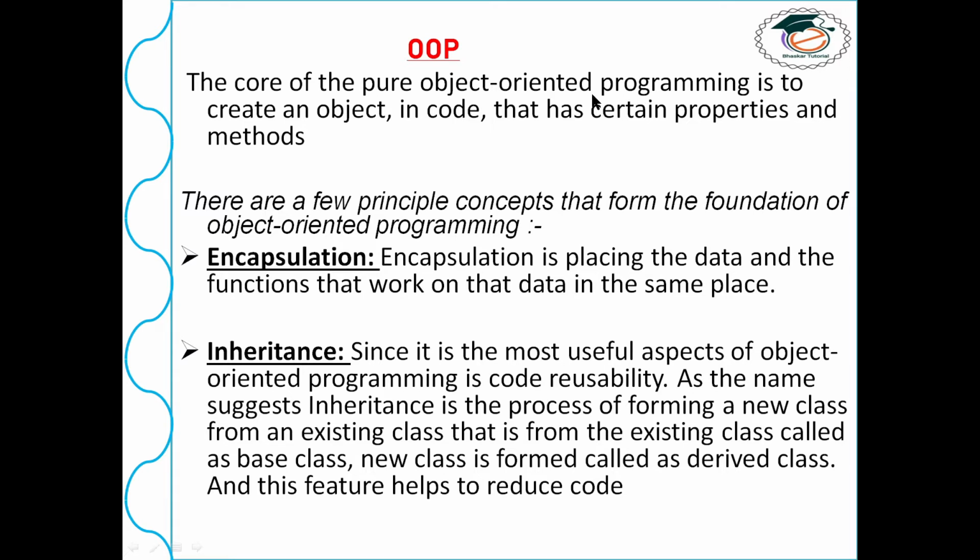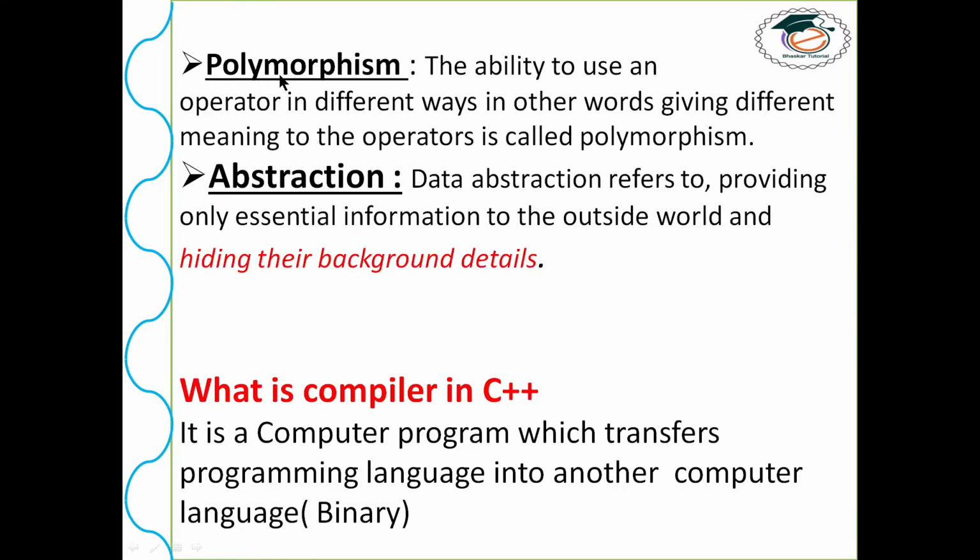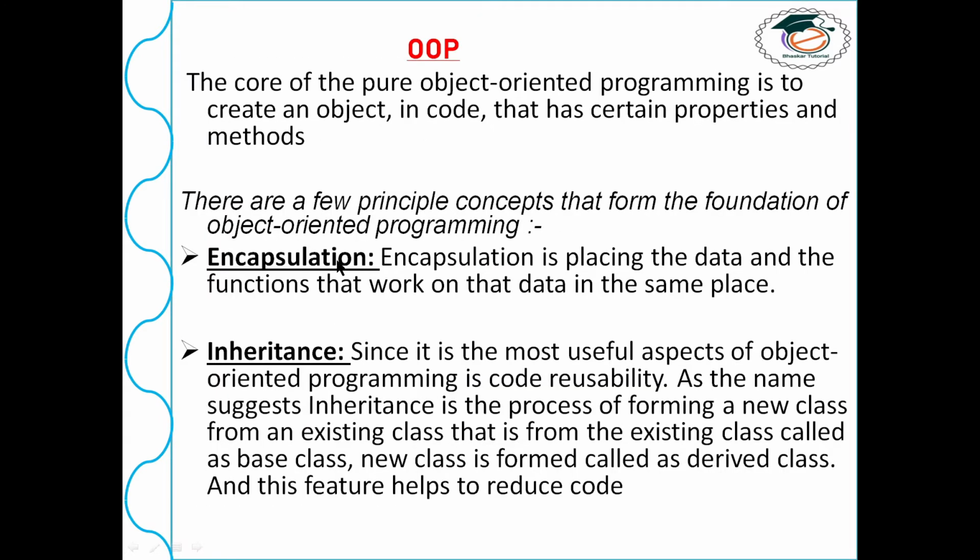So the main purpose of object oriented programming is to create an object in code. Keep in mind, to create an object in code, and this code has certain properties and methods for creating. So object oriented programming has some principles through which we can create any object via code. Let's see some of the principles of object oriented programming. They are known as encapsulation, inheritance, polymorphism, and abstraction. So let's see what is encapsulation.